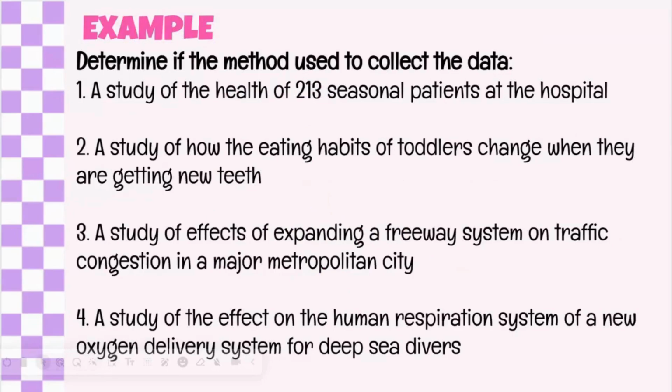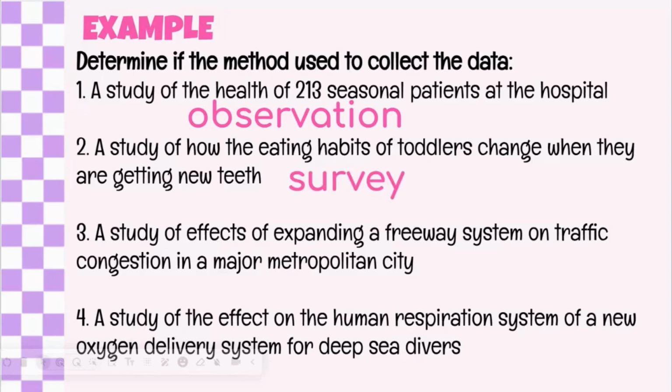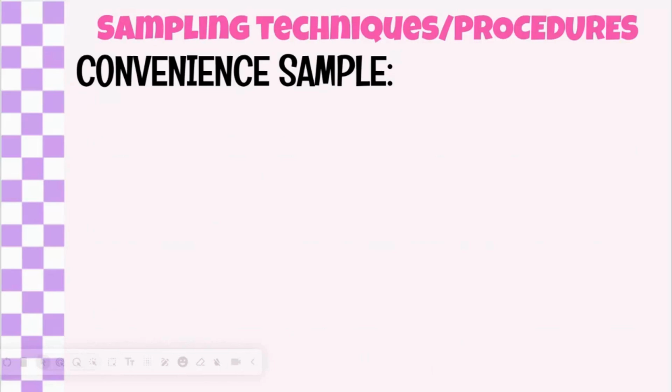Here's a few more questions. You can go ahead and pause this and see if you can get the answers. So a study of 213 patients is going to be an observation. A study of eating habits of toddlers is going to be a survey. You would just ask their parents. A study about expanding a freeway system: you're not going to actually expand the freeway system in the experiment, so you're going to do a simulation. And then lastly, you would do an experiment about the human respiration system if you were testing out a new oxygen delivery system.